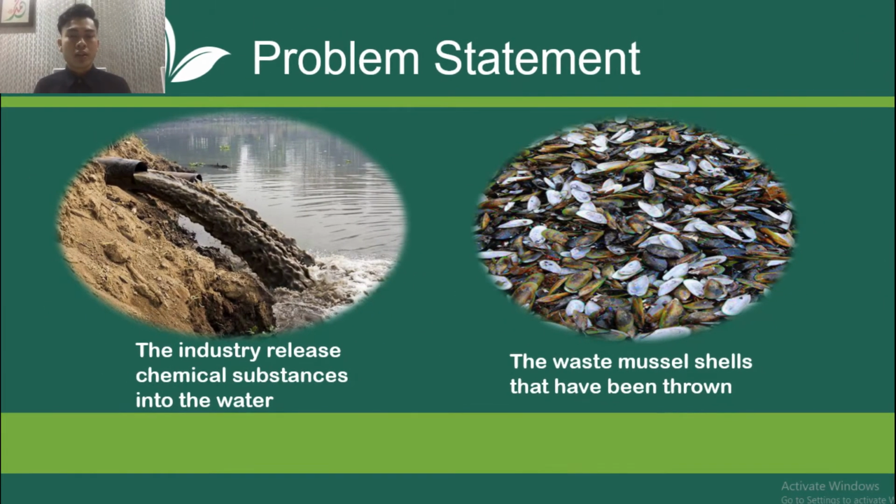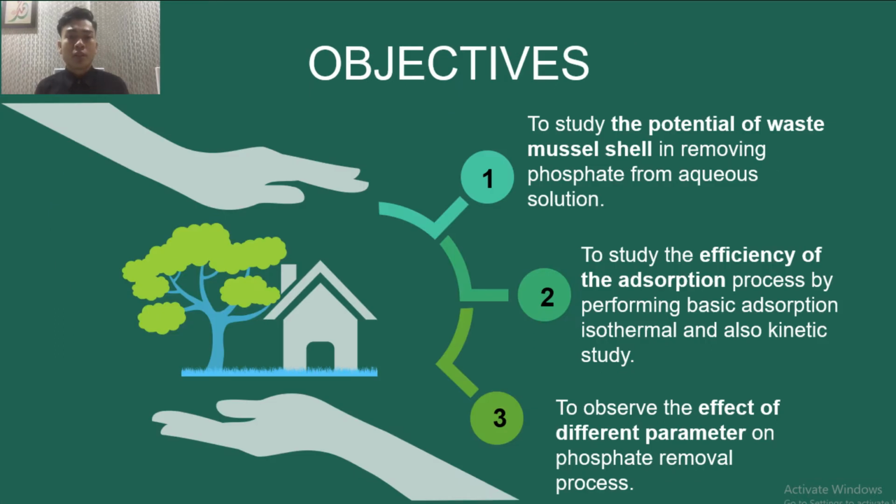Now we're moving to the next part, that is the problem statement. For our project, there are two problem statements. The first one is that industry releases chemical substances in water, and the second one is the waste mussel shell that has been thrown away. Okay, while for the objectives, we have three objectives.